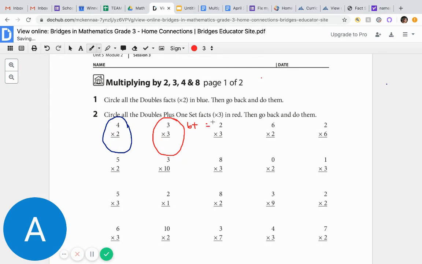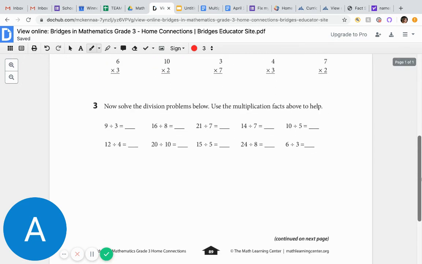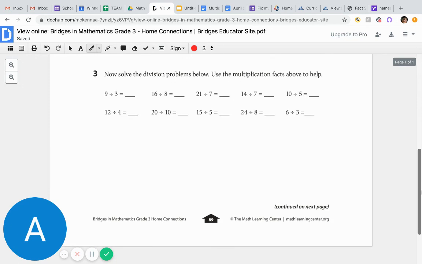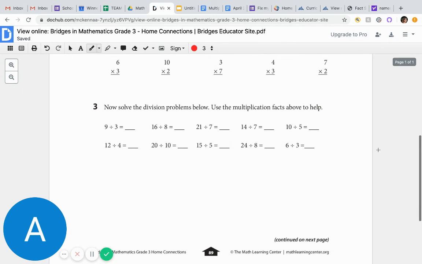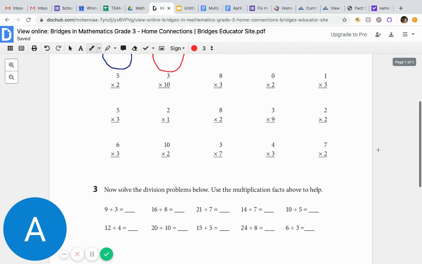Okay, so you can go ahead, do these problems using whatever strategy you want, and then you're going to go back and look at these division problems. Now, you're going to notice that you can use the multiplication facts above to help you. Remember that division is the opposite of multiplication. So you can use multiplication to help you with your division. That is your math work today.